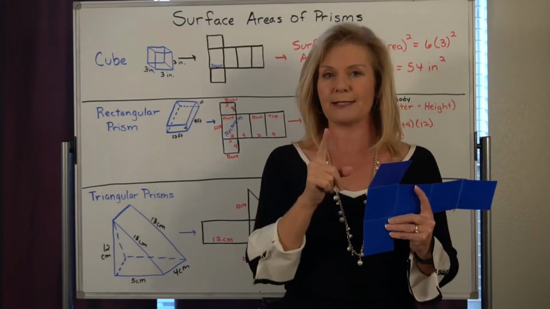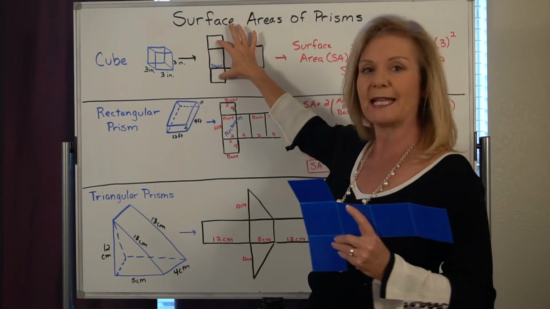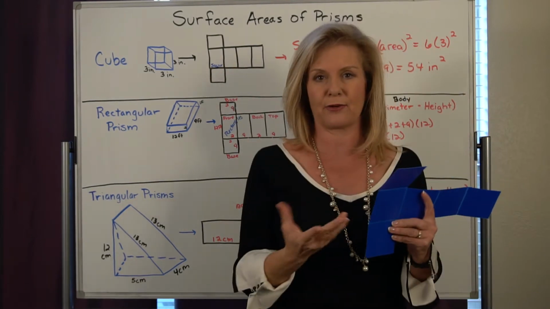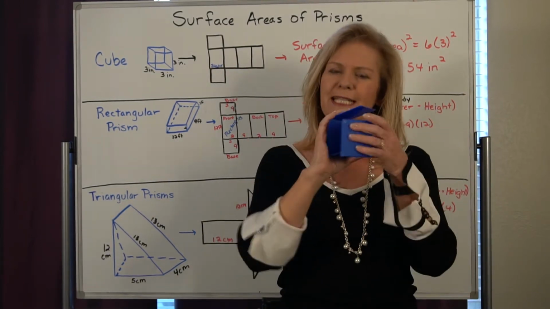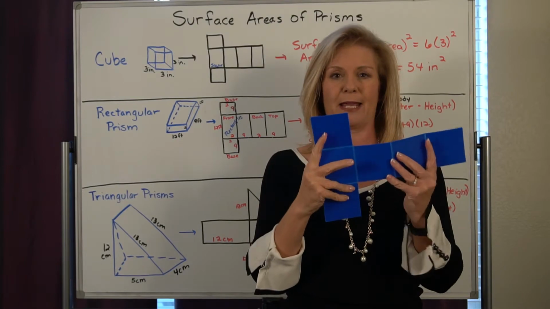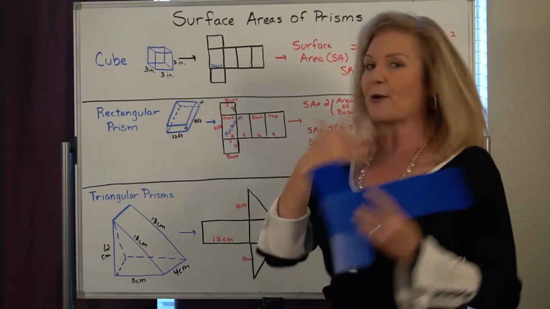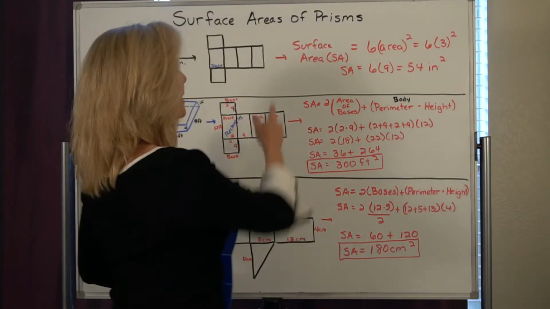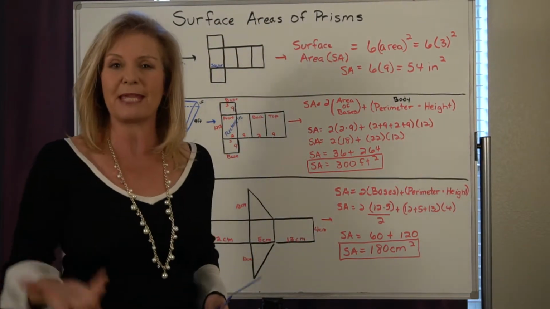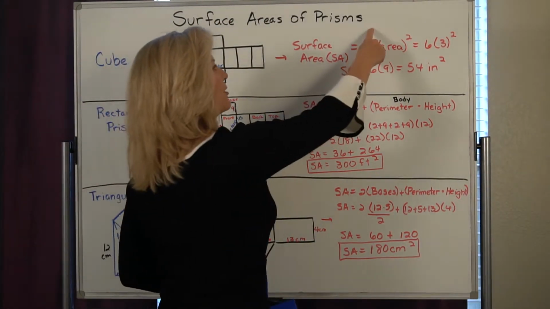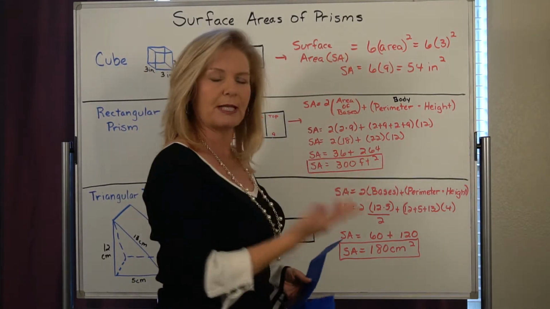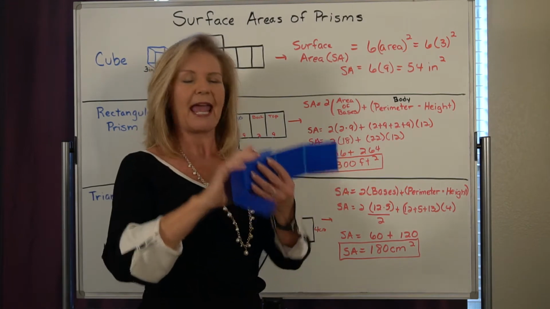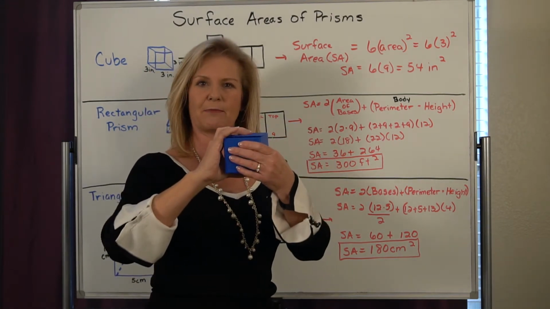Now remember, prisms always have 2 bases that are the same shape, and then they have usually rectangles for their bodies. Cubes are a little bit different just because a cube is made up of all squares. All right, so how does that help me when I go to calculate the surface area? Well, I break my surface area into pieces, and I think of the area of the bases plus the area of the body. Now, because we're working with a cube, every single piece is the same size.